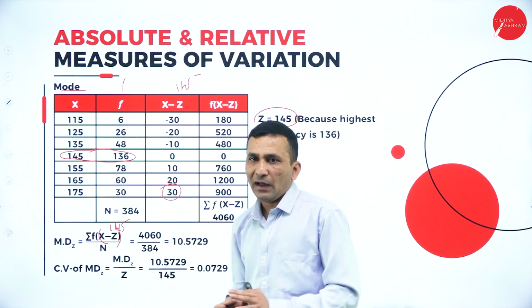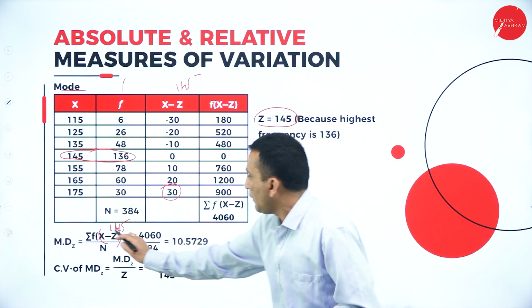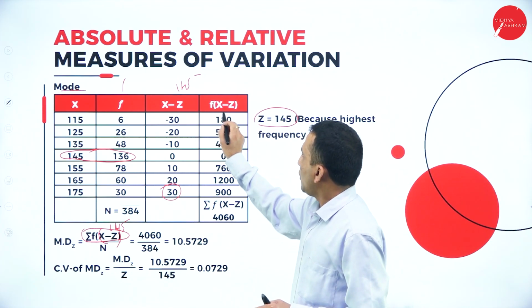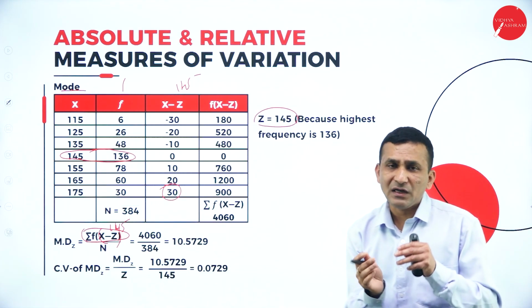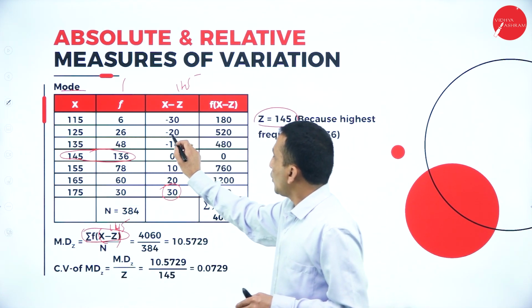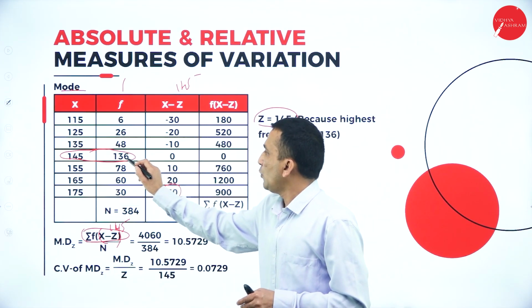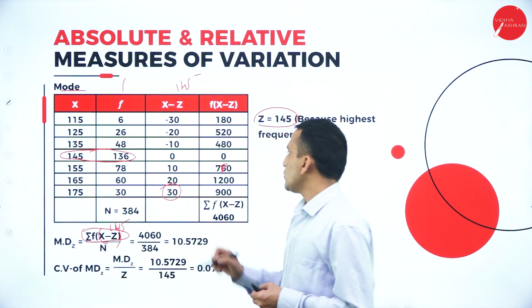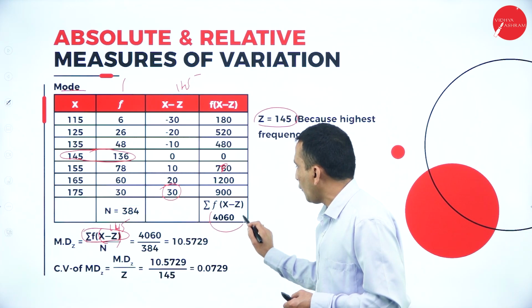Once we get the values from X minus mode, immediately we need to multiply with the frequency. Then only we get the numerator of the formula, sigma f into x minus mode. Now minus 30 into 6, if you multiply, you are getting minus 180. But we are not bothering about the sign, we are just ignoring the sign. So 180. 20 into 26, 520. 10 into 48, 480. 0 into 136, 0. 10 into 78, 780. 20 into 60, 1200. 30 into 30, 900. After taking all this total, we are getting 4060.